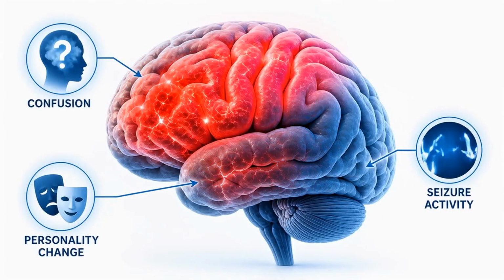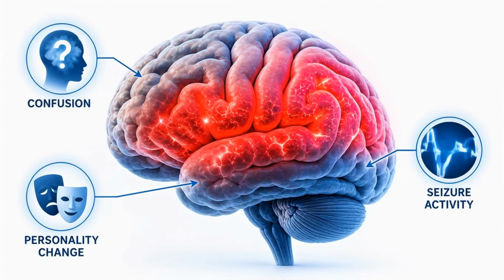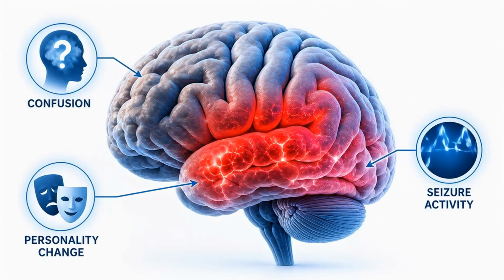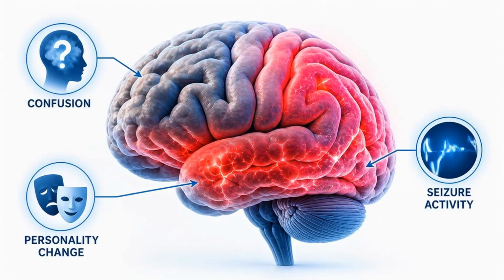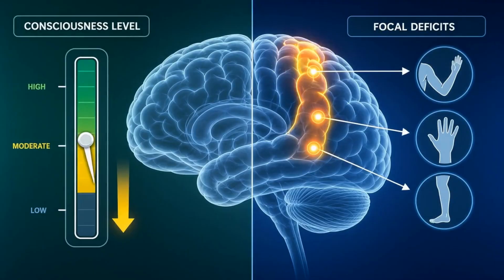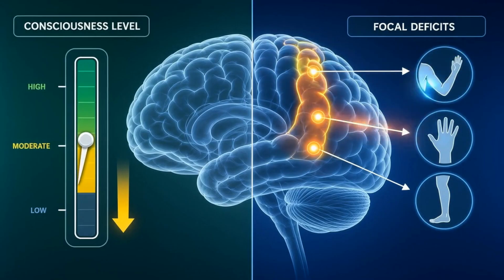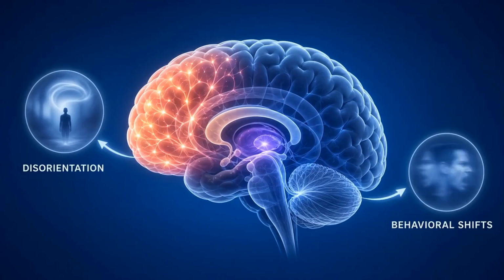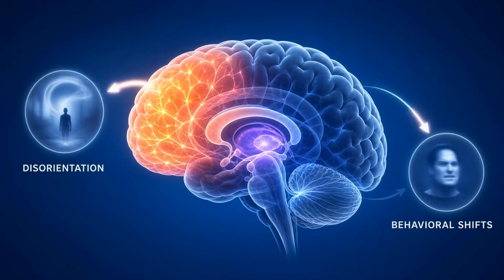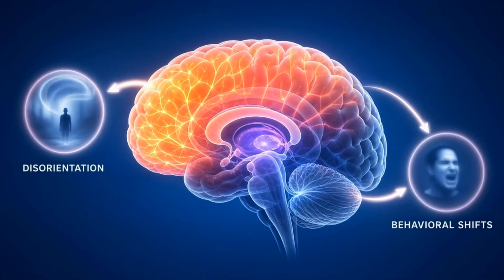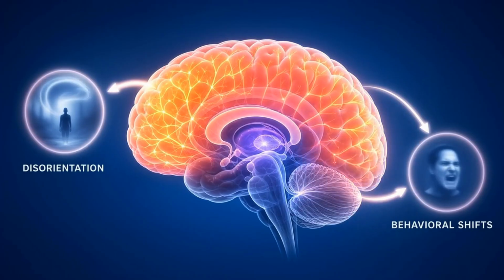Symptoms of encephalitis often include confusion, personality changes, and even hallucinations or seizures. You may observe a decreased level of consciousness or focal neurological deficits in patients suffering from this condition. These patients often appear significantly disoriented or display abnormal behaviors that indicate deep brain involvement.